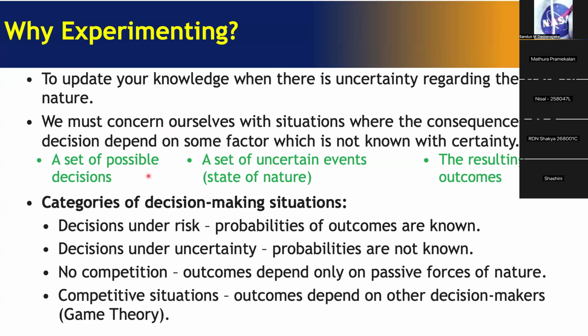So there are cases where we don't know what is happening. A set of possible decisions need to be taken, a set of uncertain events like the state of nature and the resulting outcomes. So these are the things where we actually look at, right? Which is not, we don't know. So we have to do certain things.